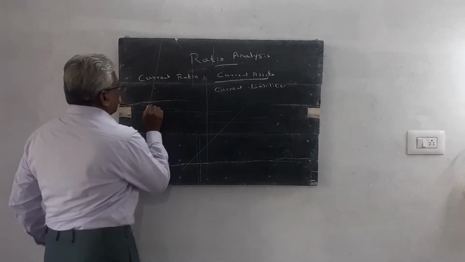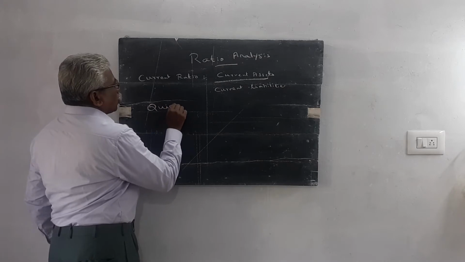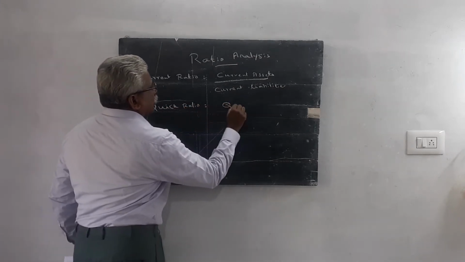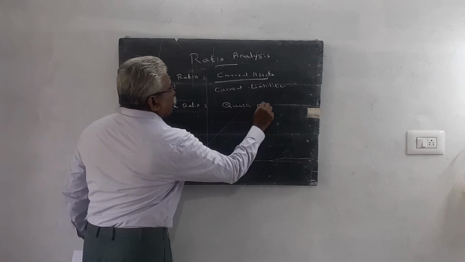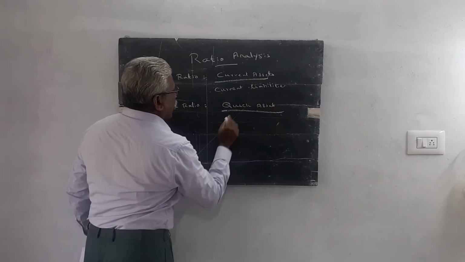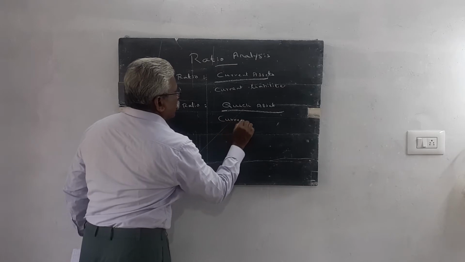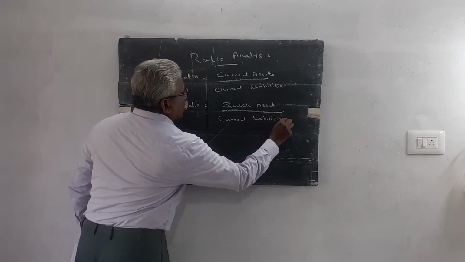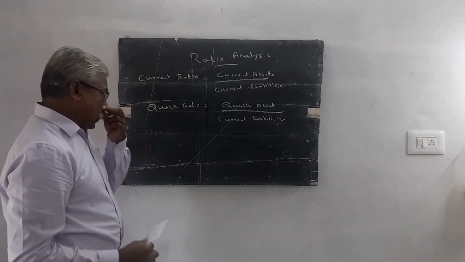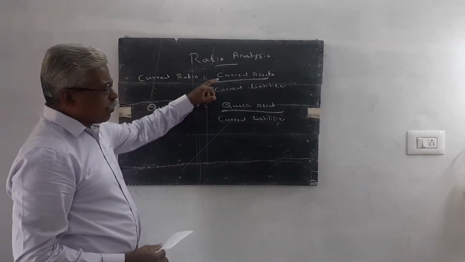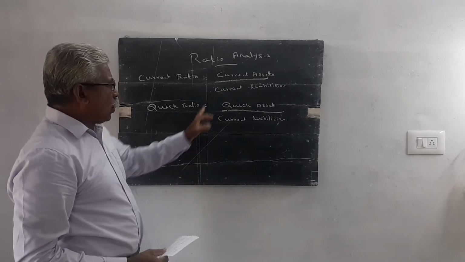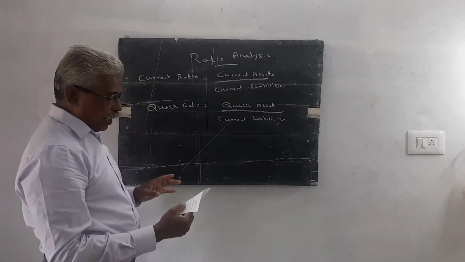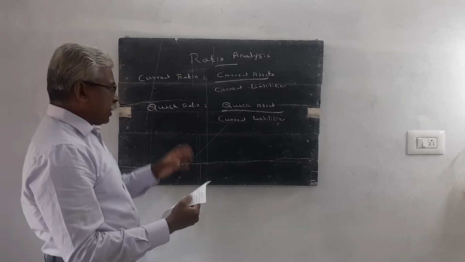Then one more formula we will study today. What is the meaning of quick ratio? Quick ratio is equal to quick asset divided by current liability. Our duty is just to classify what are the current assets and what are the current liabilities. I will give one question so we can easily understand.